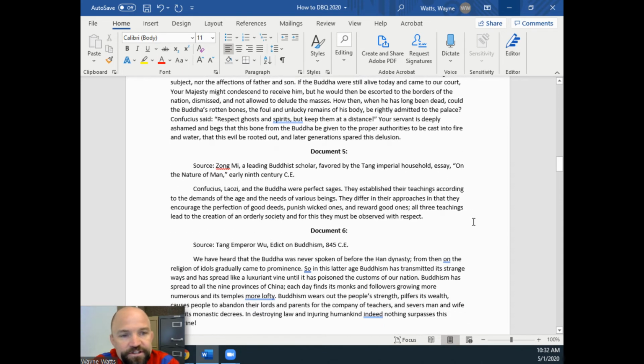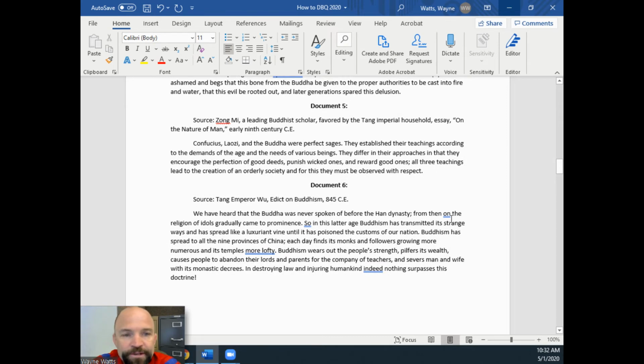Confucius said, respect ghosts and spirits, but keep them at a distance. Your servant is deeply ashamed and begs that this bone from the Buddha be given to the proper authorities and cast into fire and water, that this evil be rooted out and later generations spared this delusion.